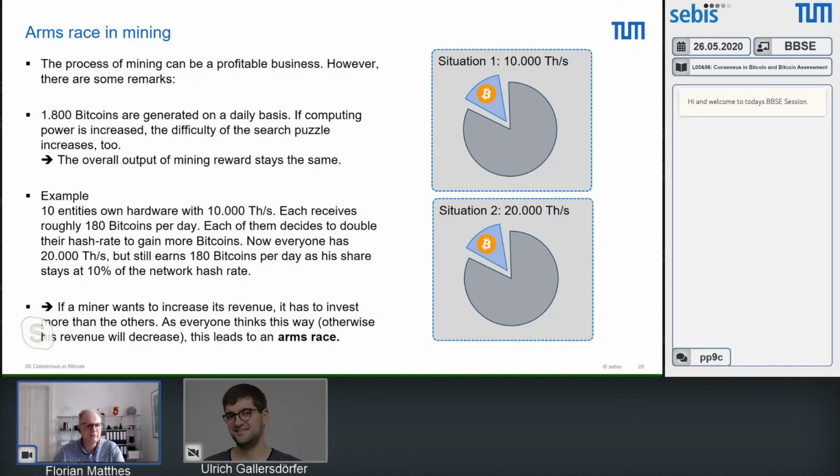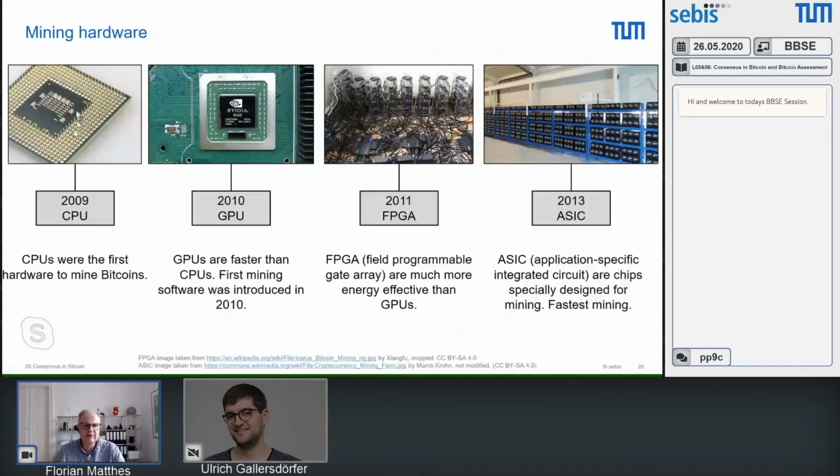Initially, this was done with CPUs, like a normal laptop computer. Then there was a step in 2010 when miners went to GPUs, which have a lot of parallel hardware. And since the mining puzzle can be nicely parallelized, the number of cores of these GPUs and the vector size of these GPUs gave miners a huge advantage.